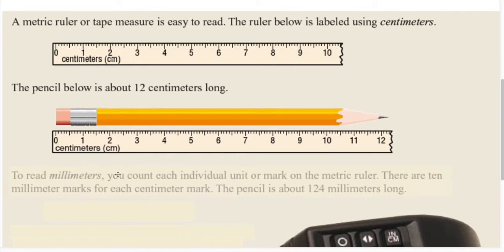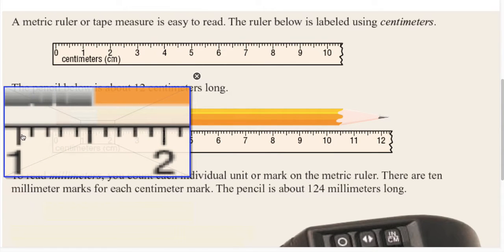And to read millimeters, you count each individual unit or mark on the metric unit. There are 10 millimeter marks for each centimeter mark. So going back here, if you look at our centimeter ruler, this is 1 centimeter, but there are 10 millimeters in 1 centimeter. 10 millimeters in each of those centimeters. So if we make that bigger, this is how we can make that bigger right there. So you will notice that there will be 10 millimeters in each of those centimeters.